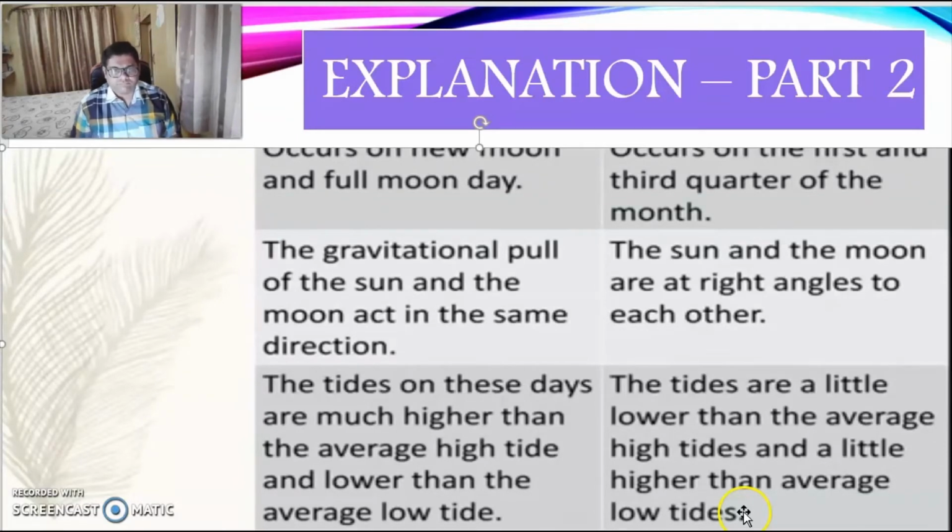Is this clear, children? So what have we learned today? We have learned about the spring tide and the neap tide. Which days do they occur? How is the position of the sun, the moon and the earth? How is the pull of the sun and the moon? And how the water level rises during the high tide and the low tide. That is what we have learned in today's session. We will be learning ahead again, continuing the part.